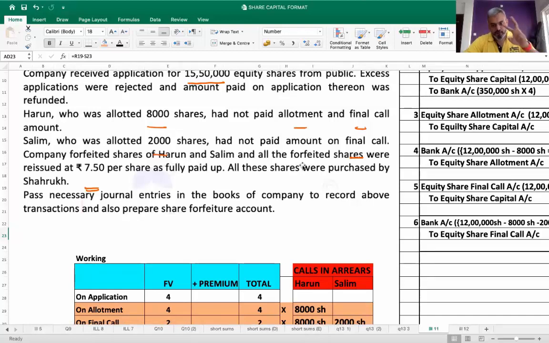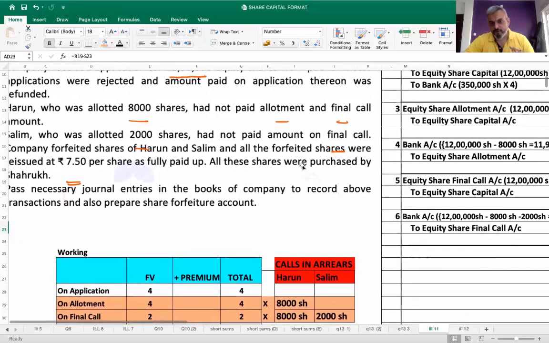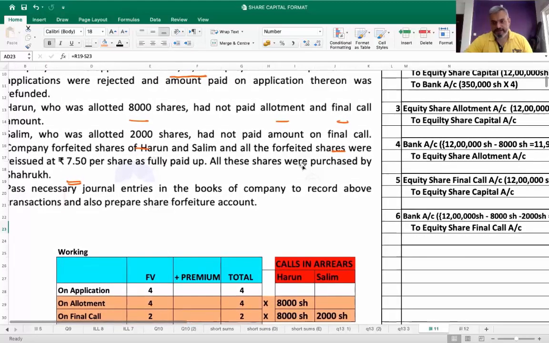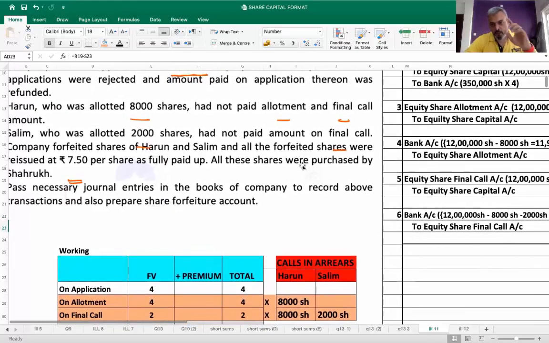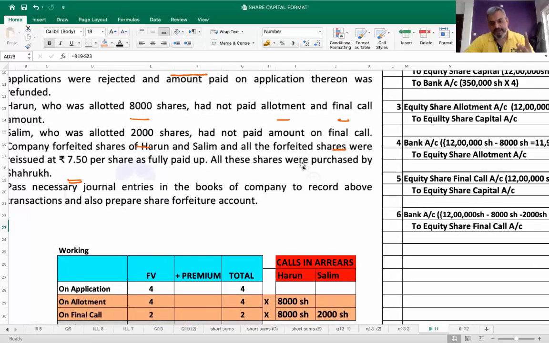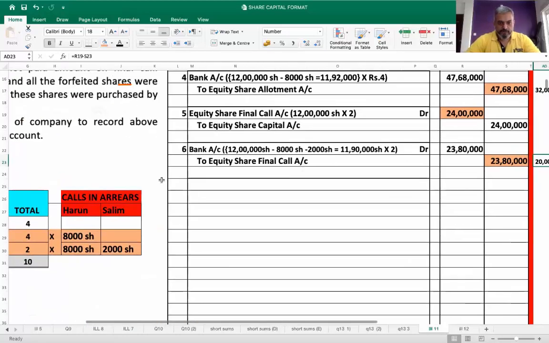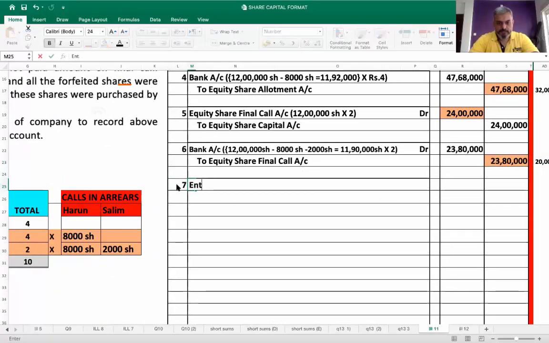So here there are two types of share what we are forfeiting. So we pass a combined entry for forfeiture for both the category of shares. One, where allotment and final call is not received, and second, where only final call is not received. So seventh entry for forfeiture. I write the heading for you. You don't have to write this in exam. It's just for your understanding.